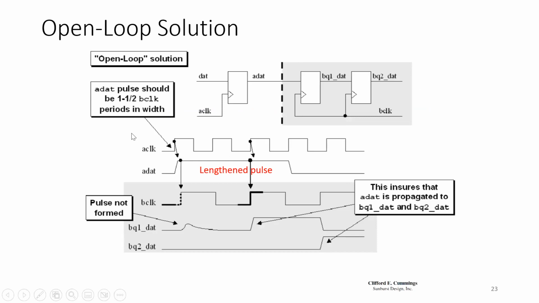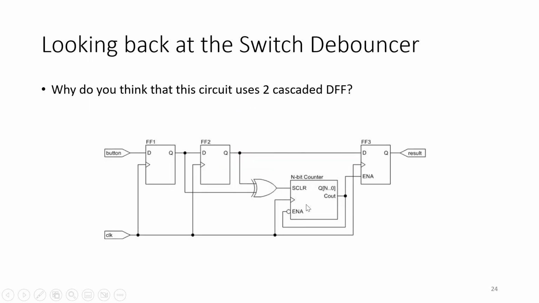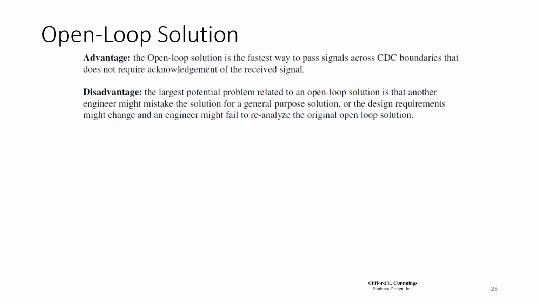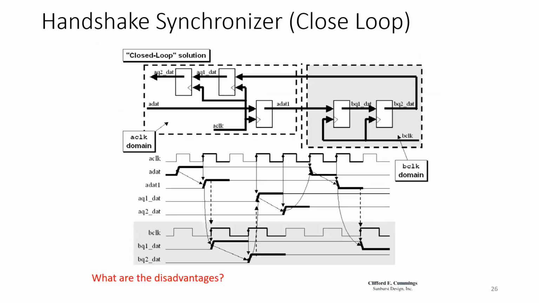We said it is 1.5 of B clock, so I need to extend this. Here, I need to change the terminal count of the N bit counter. So it will not work for everything. The disadvantage is that a designer may think it is final and very consistent for any system. No, it is very well designed for one system only. If there is any system change, everything would change.